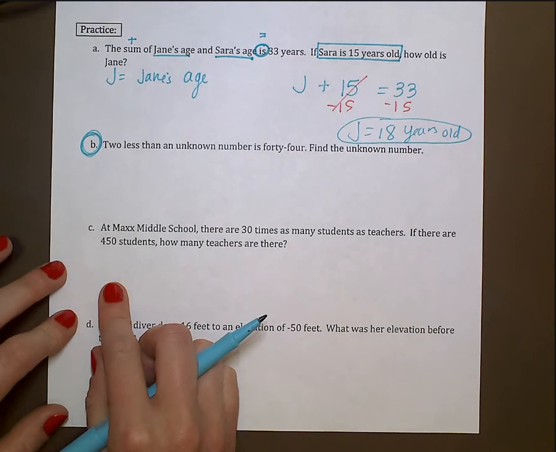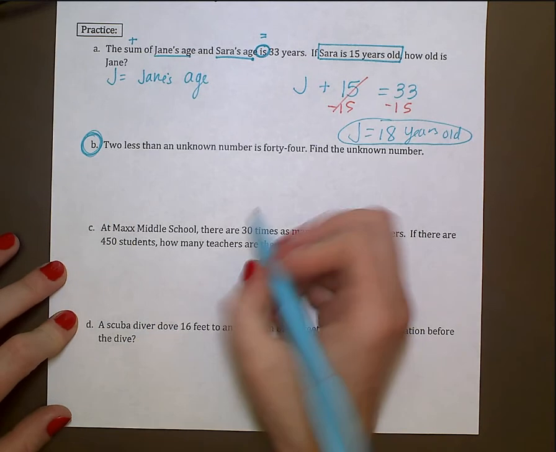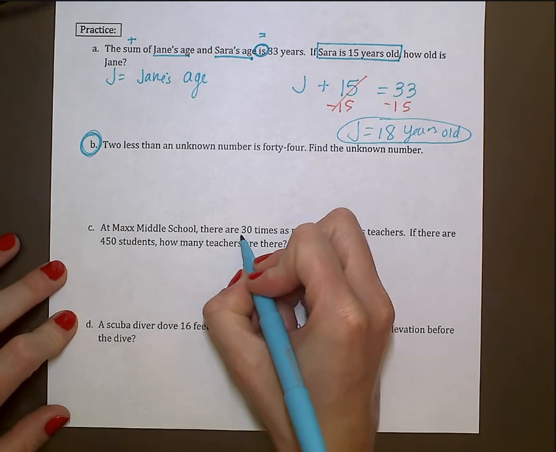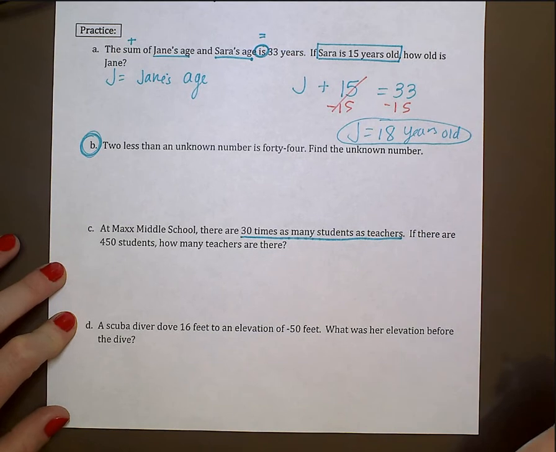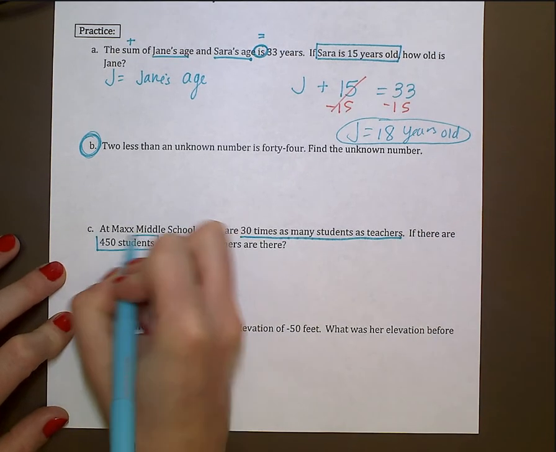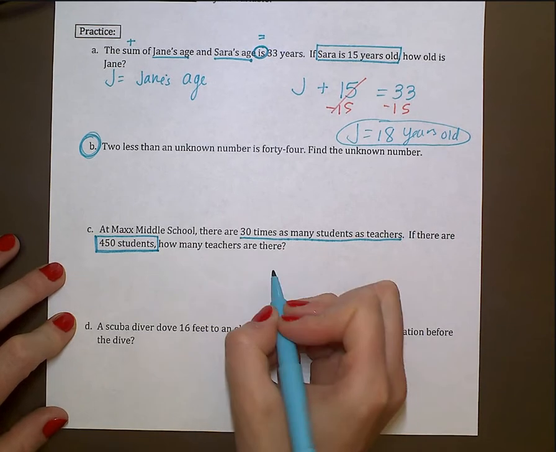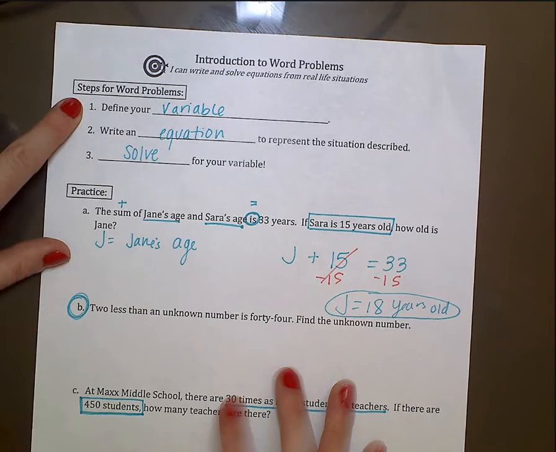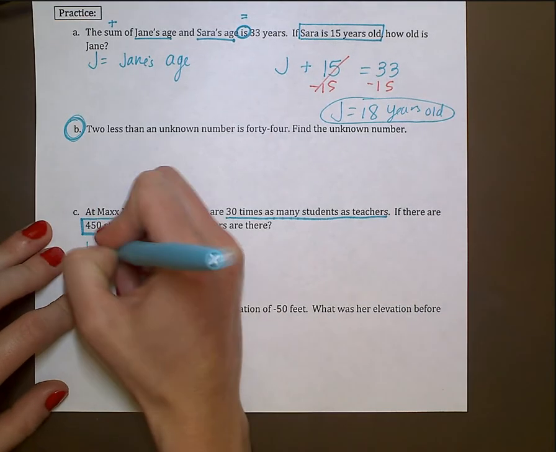For practice example C, it says at Max Middle School, there are 30 times, so I'm going to underline, 30 times as many students as teachers. If there are 450 students, obviously all numbers are important, how many teachers are there? Okay, step 1, define your variable. Look to the question. They're asking me how many teachers. So T is what I'm trying to find.